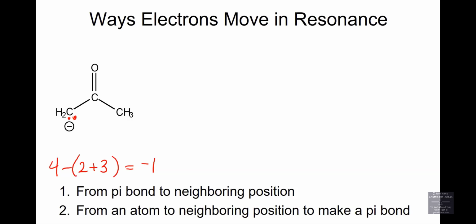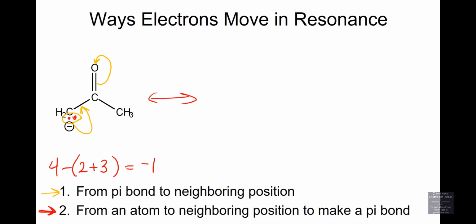So if I start with this bottom rule, from an atom to a neighboring position, that's really meaning a lone pair can move from an atom to a neighboring position to make a pi bond. So I'm going to take this lone pair and I'm going to move it over there. That's telling me I'm making a new pi bond, carbon to carbon. But wait, that would cause a problem with this central carbon. That would mean that central carbon has 5 bonds, and that's no good. So we also need to do step 1, which means from a pi bond to a neighboring position. That pi bond can move to the oxygen to become a lone pair on the oxygen.